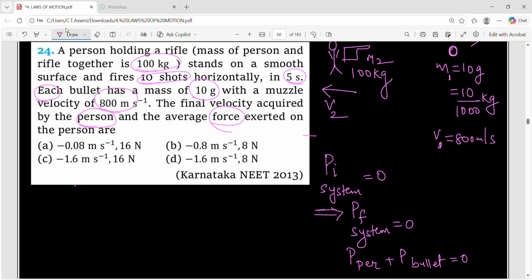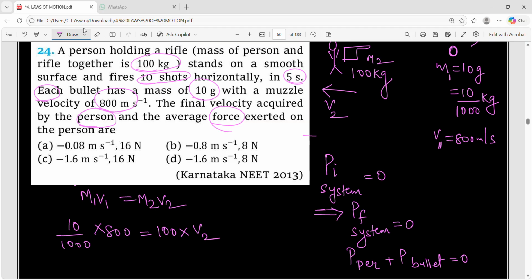When will this be 0? If they are moving in opposite directions. If the bullet moves forward, the person feels a jerk in the backward direction. So I can say now m1 v1 must be equal to m2 v2, because the final momentum of the system has to be 0. That means their momenta must be in opposite directions. So what is m1 here? 10 grams. So 10 upon 1000 because we have to take it in kilograms. Speed is what? 800. What is m2? 100. What is v2? That means the final velocity of the person. We don't know. So just keep it as v2 only.